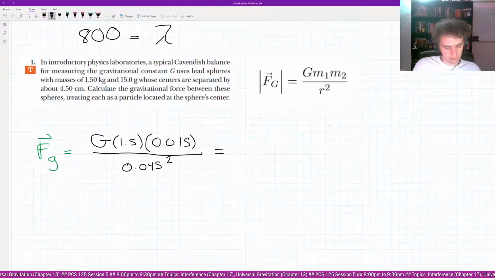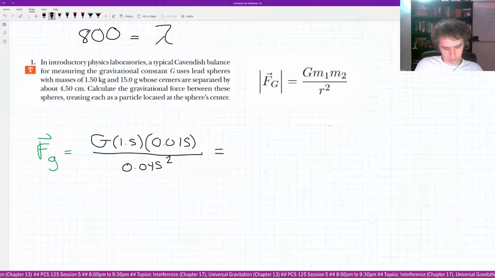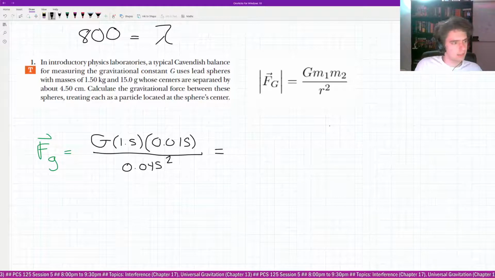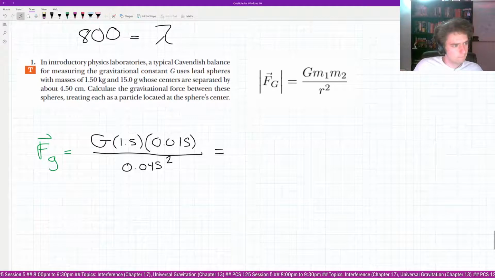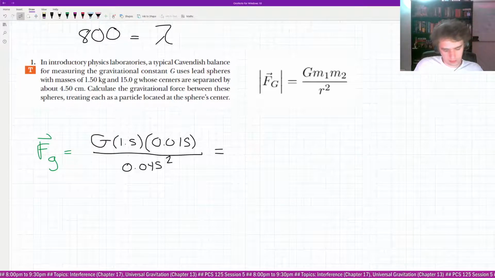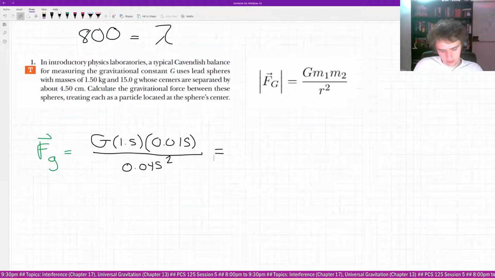G is 6.67 times 10 to the... is it times 10 to the 11 or times 10 to the negative 11? Negative 11. Thank you. I think the one that's positive is the electricity one. Oh, I see, positive 9. Answer divided by 0.045 squared.